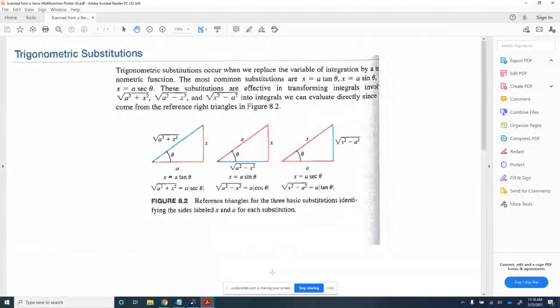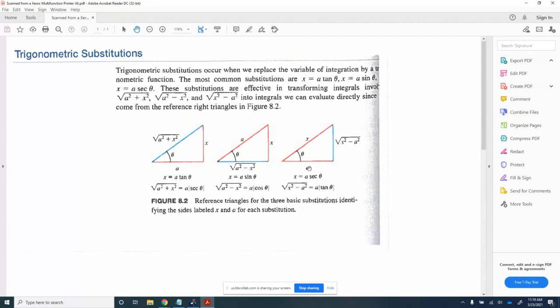All right, so now I'm going to share the desktop screen. Okay, and we're going to look at this trig substitution reference angle sheet, and it reads that trig substitutions occur when we replace the variable of integration by a trig function, right? And here are the most common substitutions. We try to substitute the variable for either a tangent, a sine, or a secant.